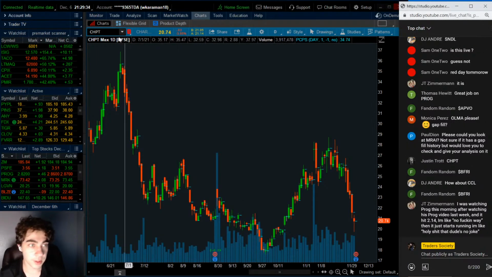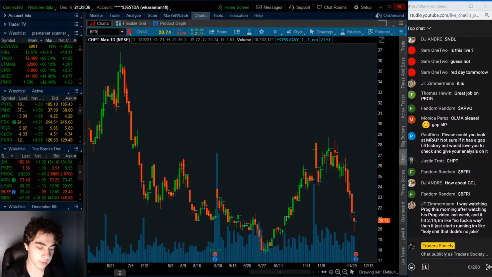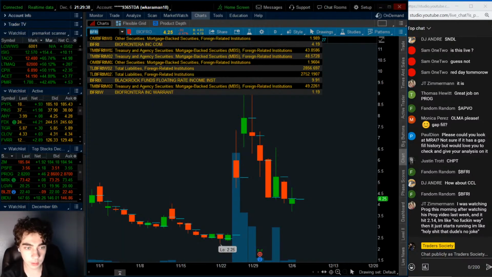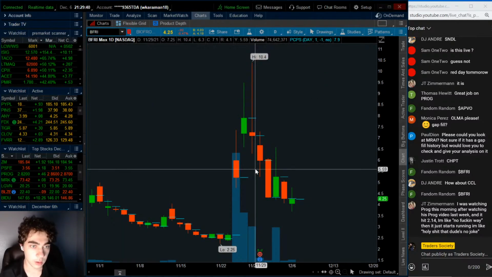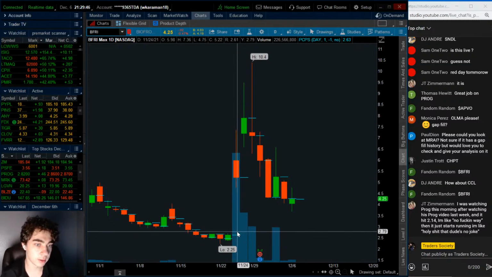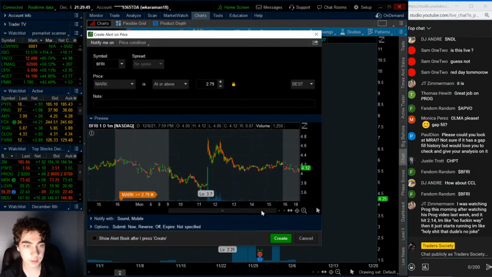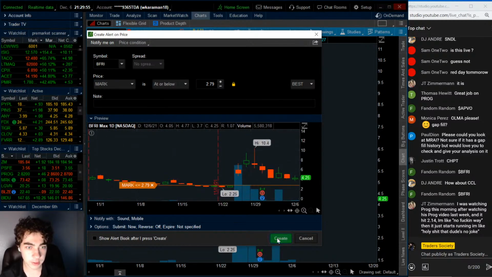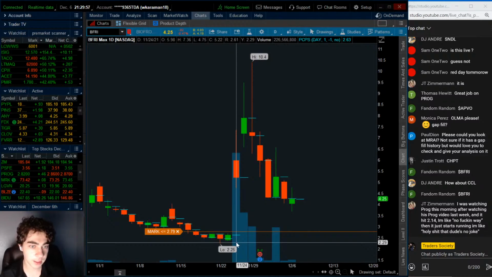So let's see. BFRI is going to be the next play. Yeah, this one does have some potential. Just wait for 2.63. Right around there is where you'd want to consider getting in for that gap close reversal, for a pushback to like $3. So for this one, just wait till 2.63. That's where it's heading overall.